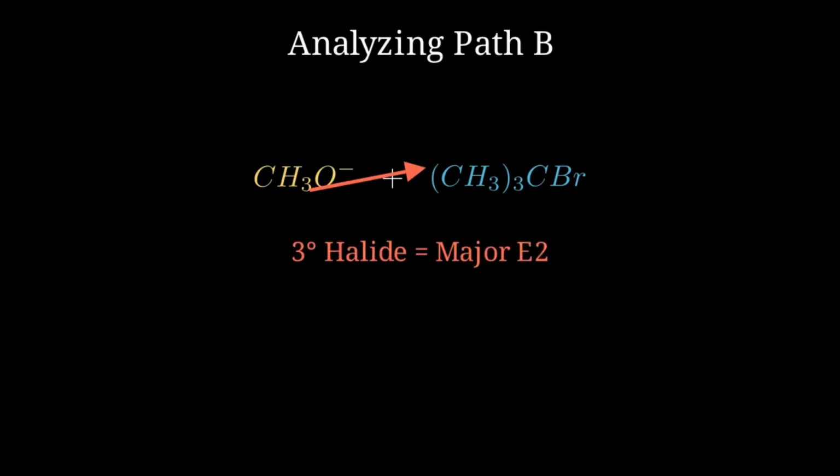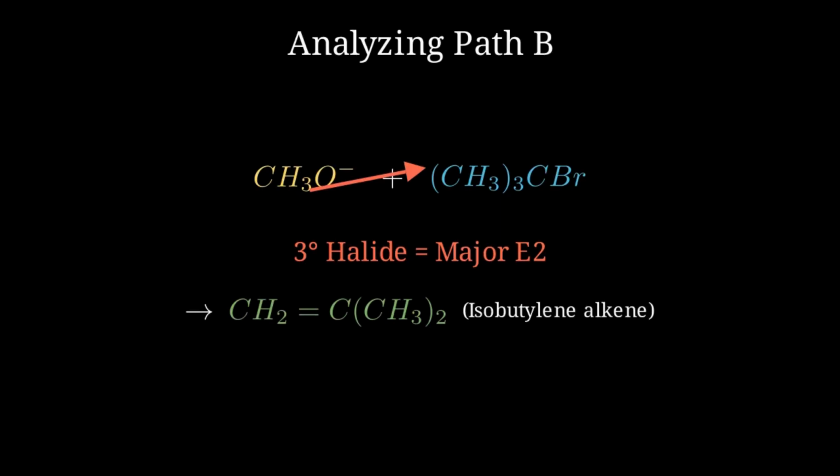In path B, we react methoxide with a tertiary bromide. The methoxide cannot reach the central carbon. Instead, it removes a proton from one of the methyl groups, resulting in an alkene. This path fails to produce the ether.